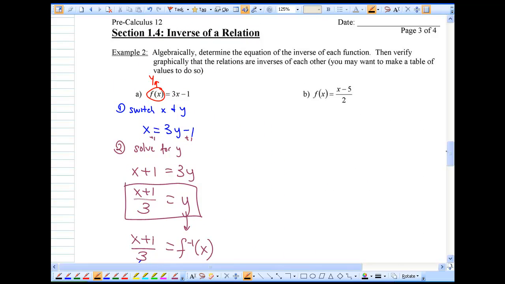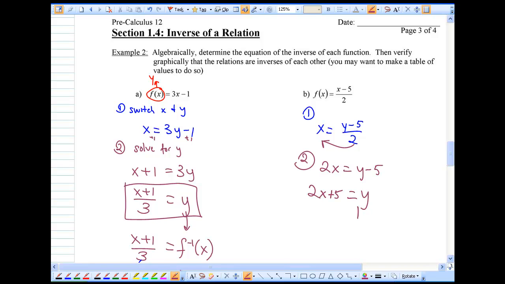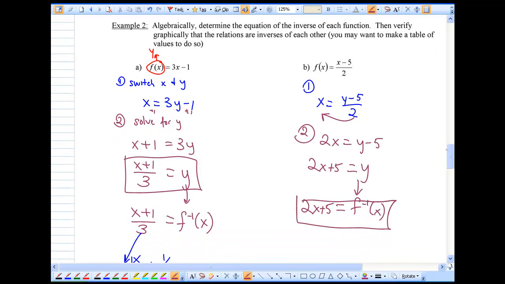Try this one here. Same steps, right? Step 1, switch x and y. So x equals y minus 5 over 2. Solve for y. Bring the 2 over, so 2x equals y minus 5. y equals 2x plus 5. Once again, I can use the inverse notation, f negative 1 of x equals 2x plus 5. Done. I'm going to ask you to do this with the table of values this time.